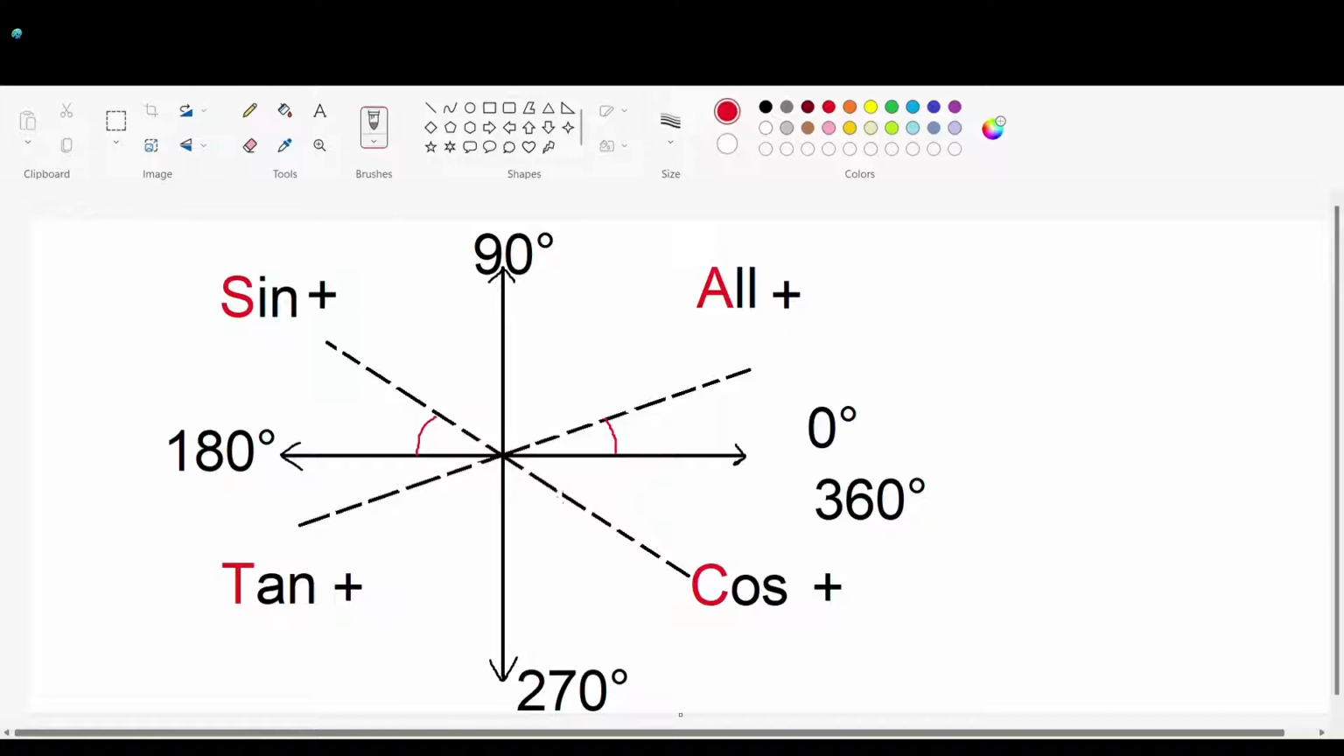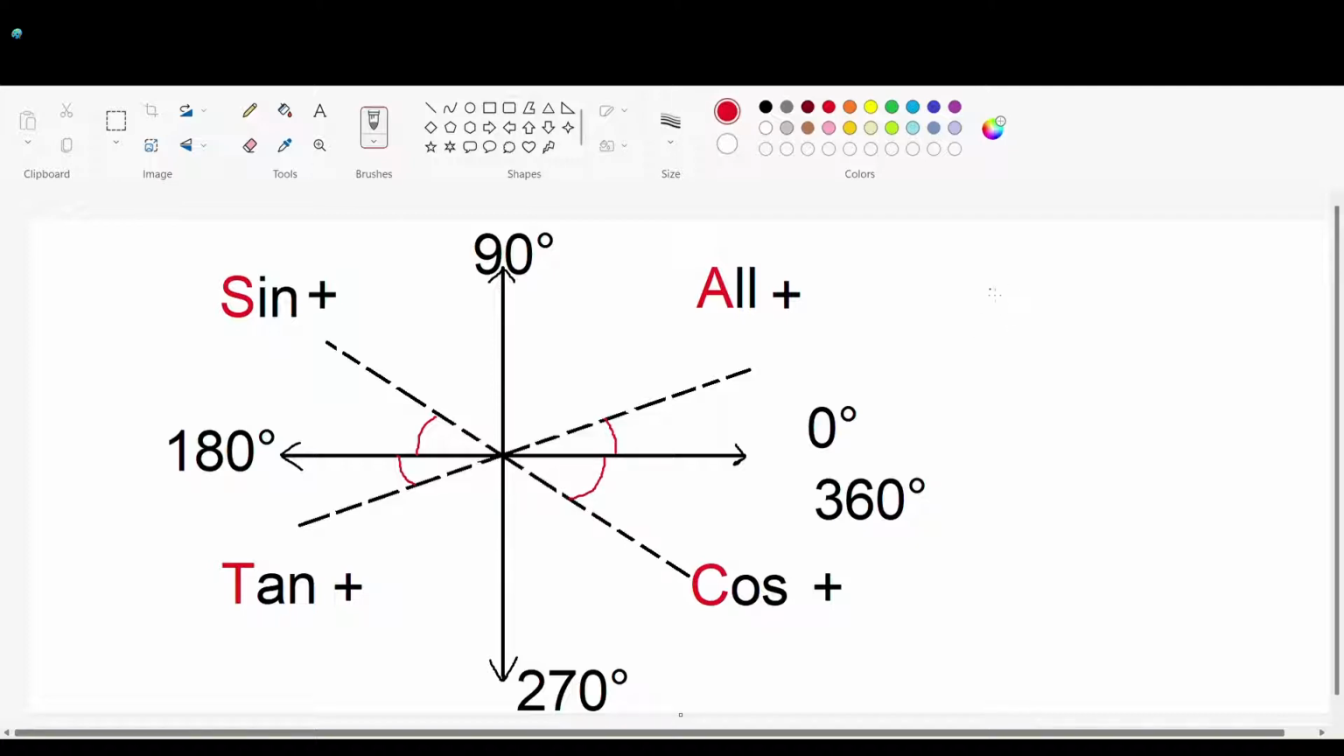And in the third quadrant, tan theta is positive, where theta is between angle 180 degrees and 270 degrees. In the fourth quadrant, cos theta is positive, where theta is between angle 360 degrees and 270 degrees, so this angle.